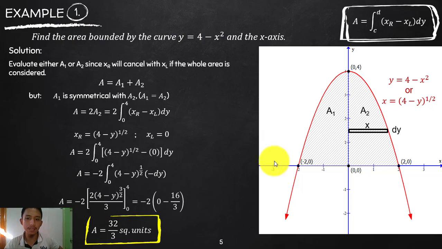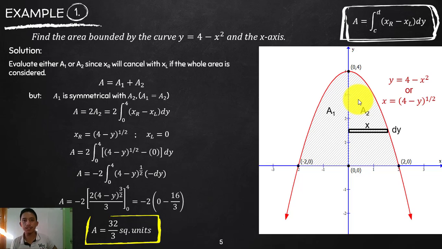Find the area bounded by the curve. Okay, so this is the curve. I will draw that one. This is the curve, the red one. y is equal to 4 minus x squared, bounded by that curve and the x-axis. So where is the x-axis? This is the x-axis. By the way, I used here my grapher.